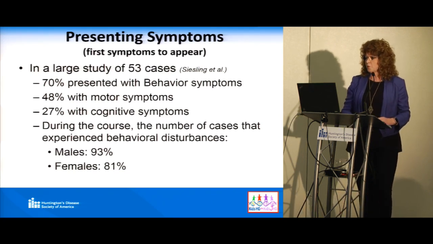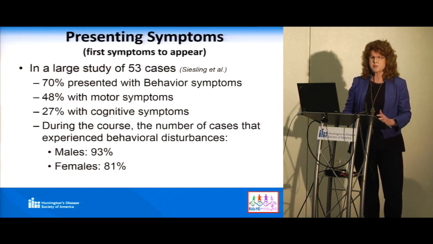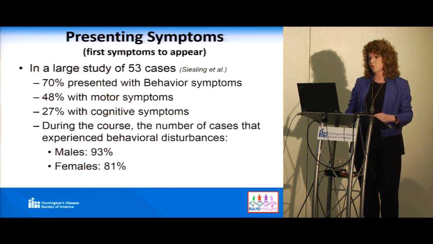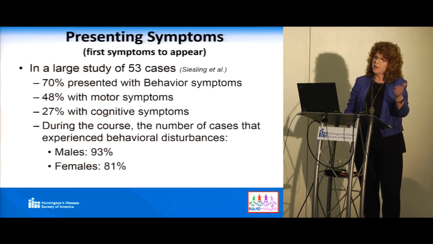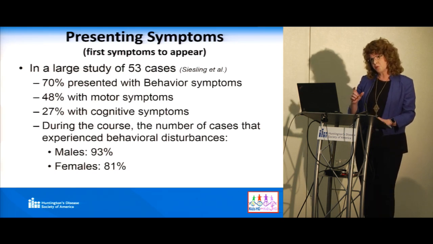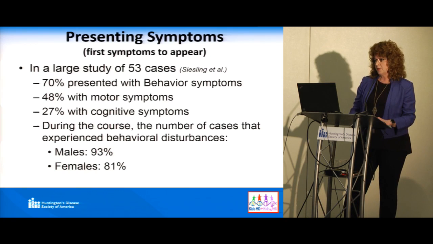So this is just one study of presenting symptoms. That means the symptoms that parents and care providers first see. So what is it that you first saw that you thought might be related to Huntington's? Well, most of them started out with some behavior symptoms. About half of them started with some motor symptoms, and then a smaller percent started with the thinking problems. But during the course of the disease, the number of cases that experience behavioral disturbances is quite a bit. So even if it doesn't present with the disease, behavioral disturbance is often a big issue. There's a lot of reason for behavioral disturbance in these children.